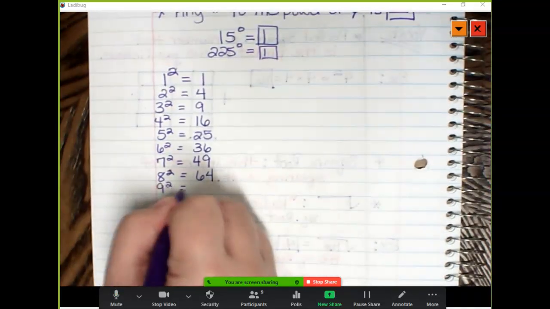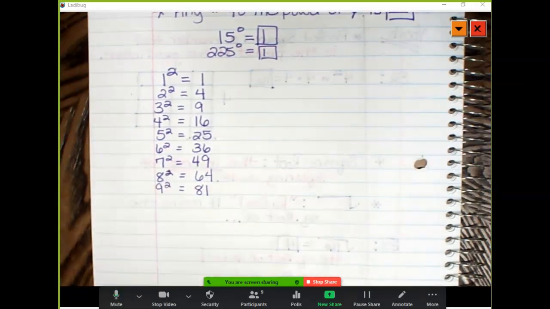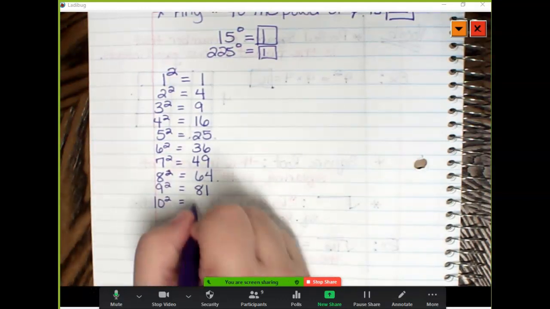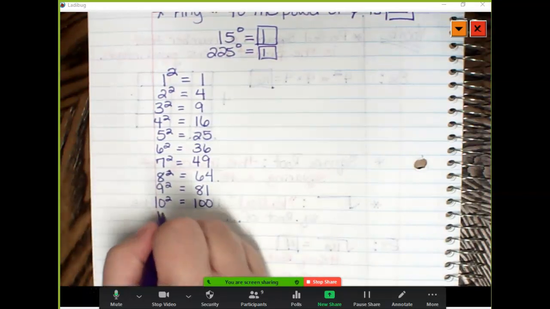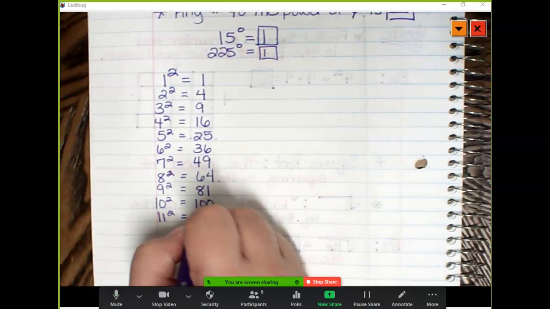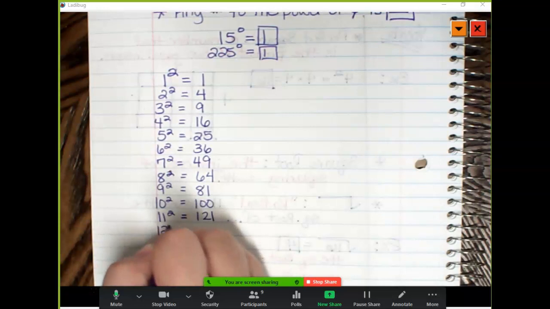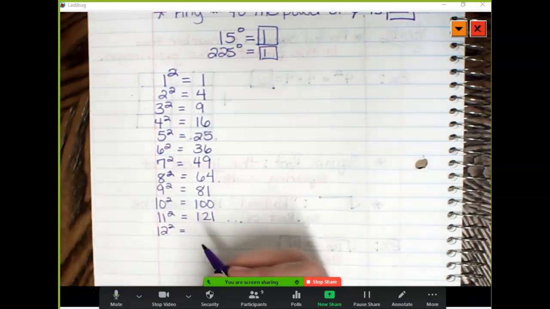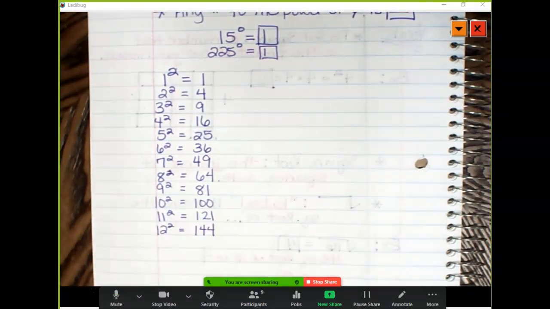9 squared. 81. Now we're getting into the big numbers. 10 squared. All right, 100. No fooling you guys. Oh, what about 11 squared? Good. 121. 12 squared. 144. All right, the next 3 are probably the only ones you may not know.